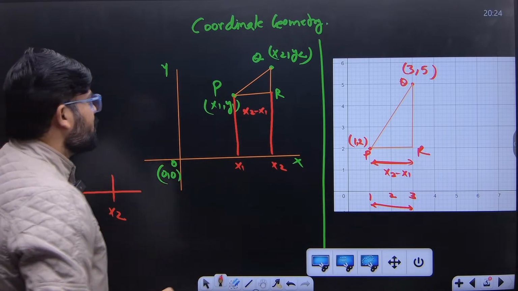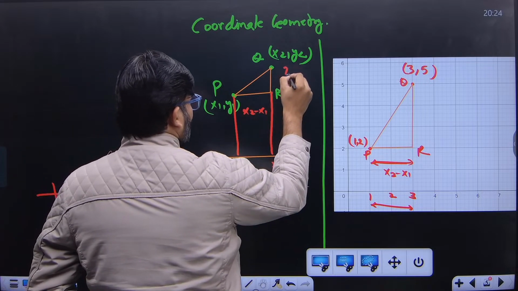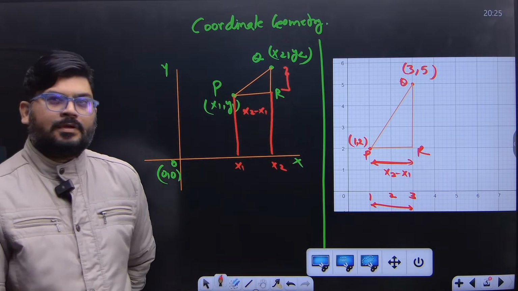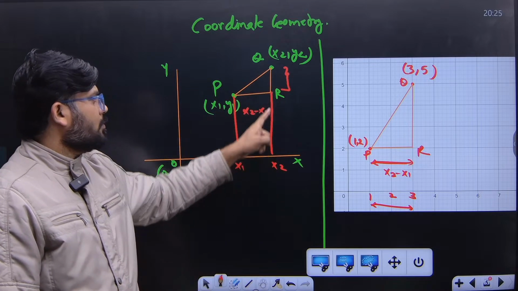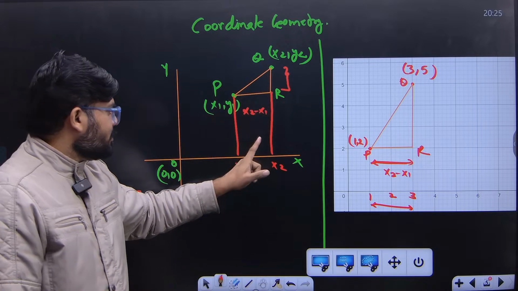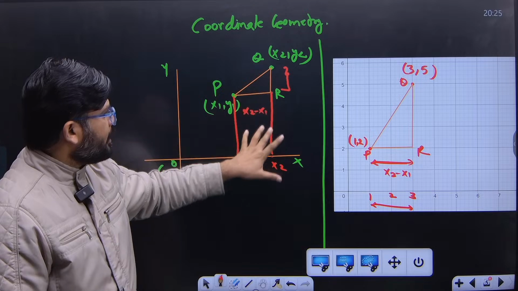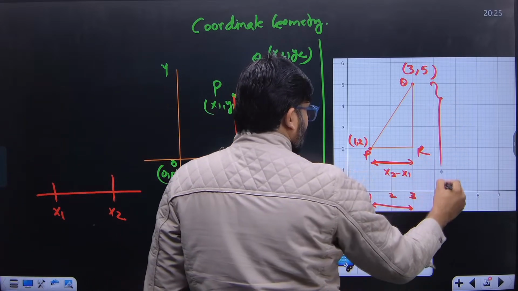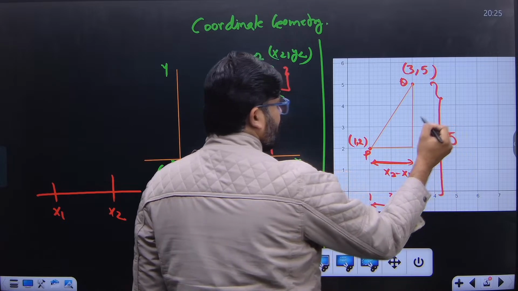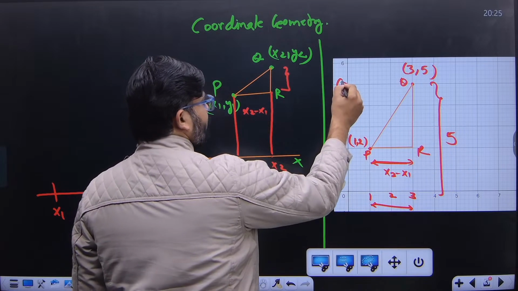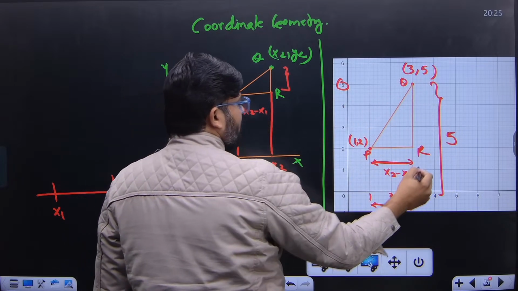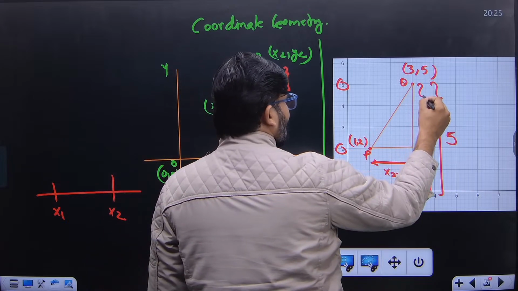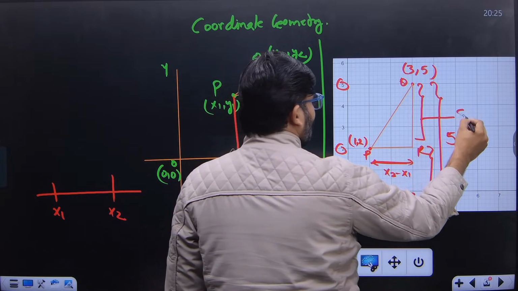Now the same goes here as well. Can you tell me what will be QR? Would QR also be y2 minus y1? Are you getting it? So from here to here it is y. Suppose I ask you what is this distance? You will say it is 5, right? So this distance is 5. What is this distance? This is 2. So what will be the remaining distance? It will be 5 minus 2.